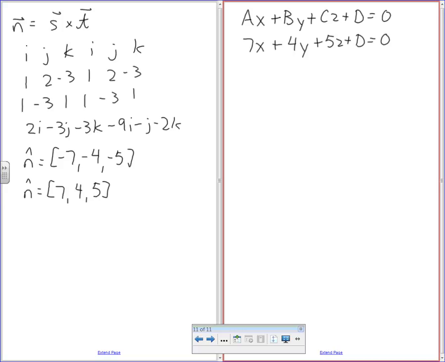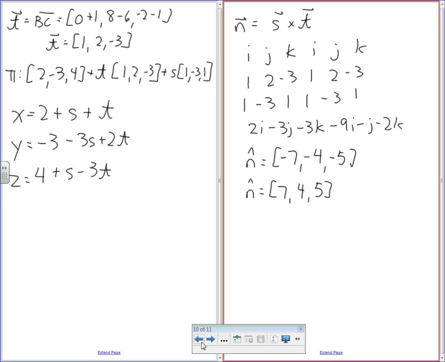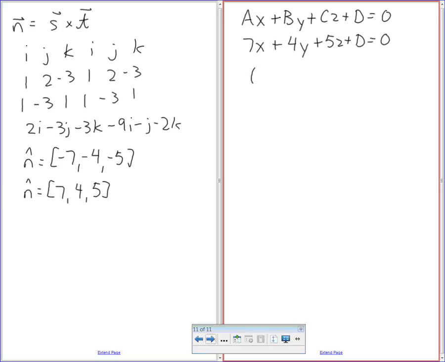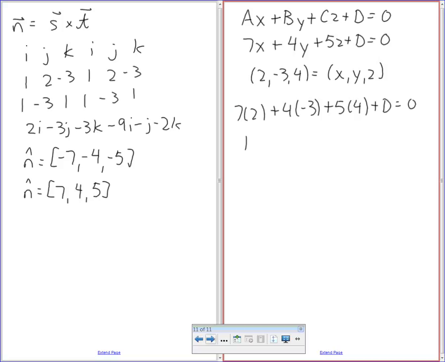Thank you. Okay, what point are we going to use here? Point A sounds good. So point A should be... Where's point A? It's (2, -3, 4). Okay, so it should be 7 times 2 plus 4 times -3 plus 5 times 4 plus d equals 0. That's 14 minus 12 plus 20 plus d equals 0. 8 and 14 is 22, so d equals -22.